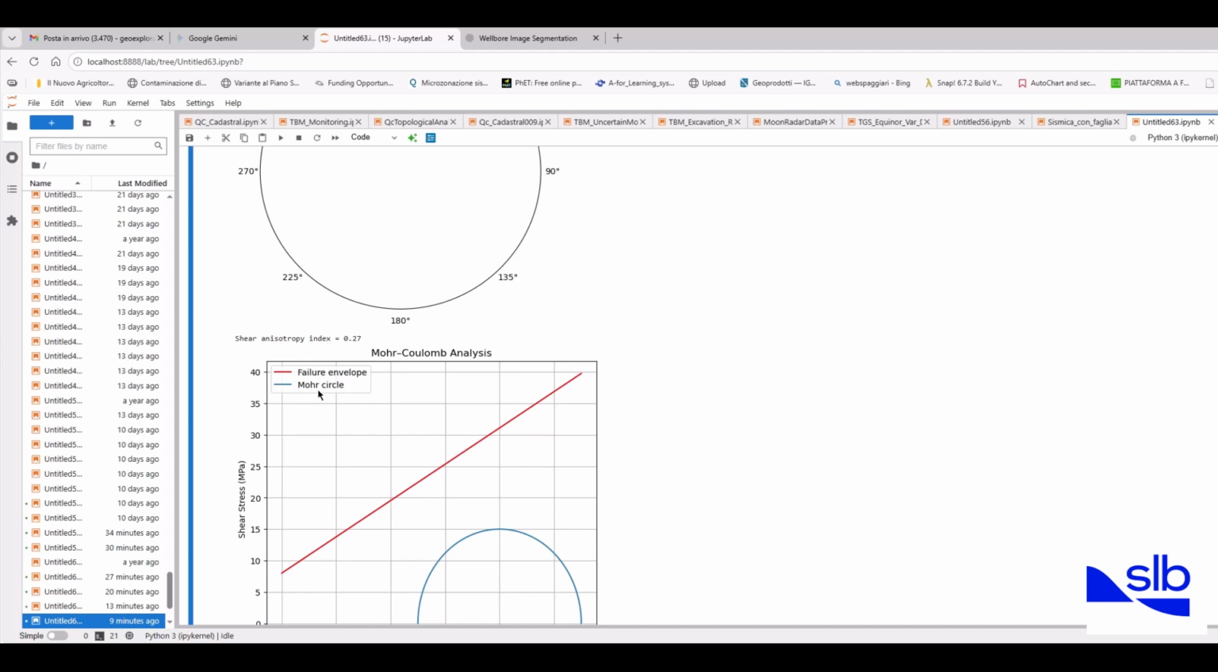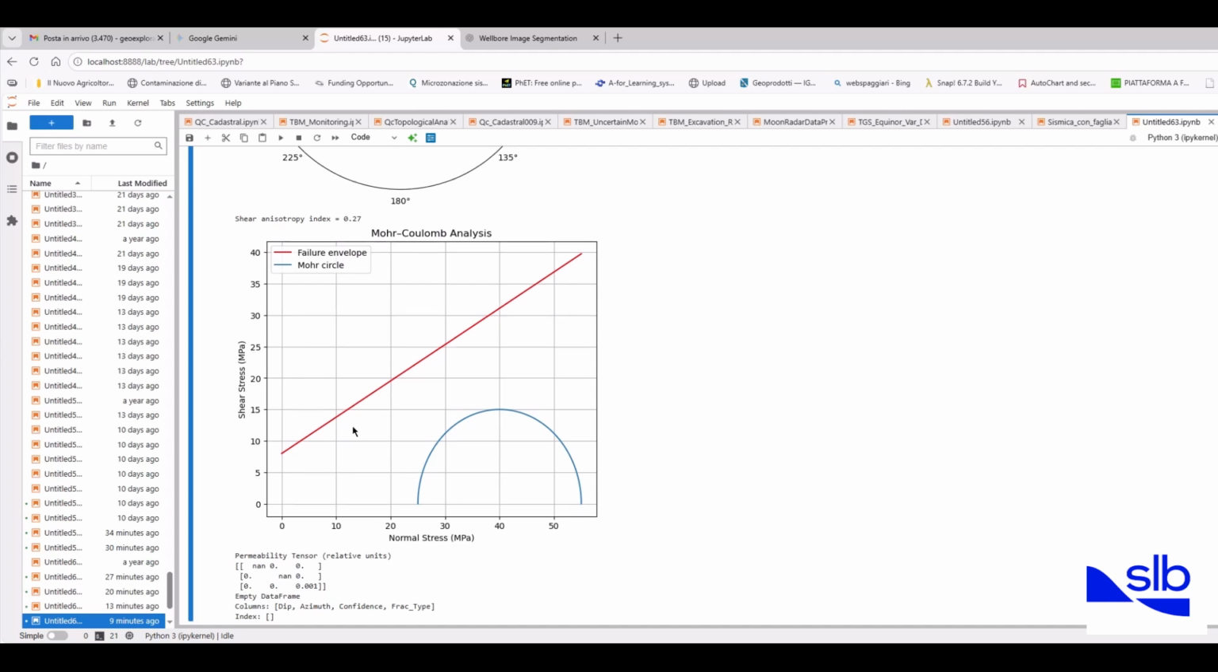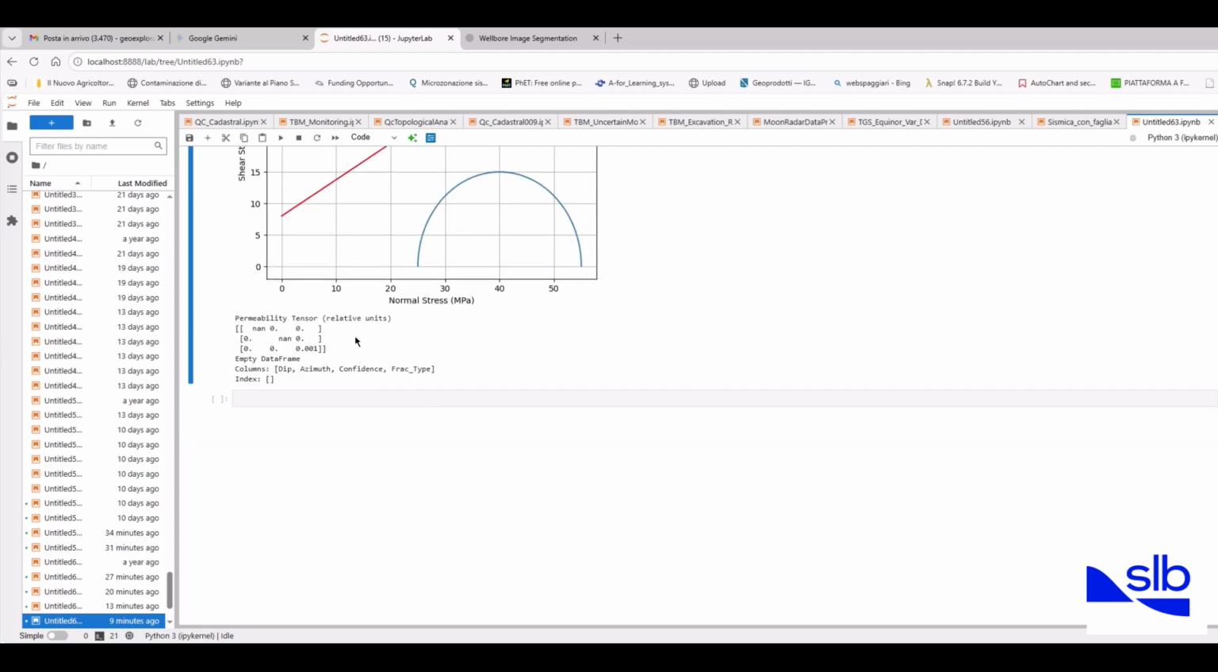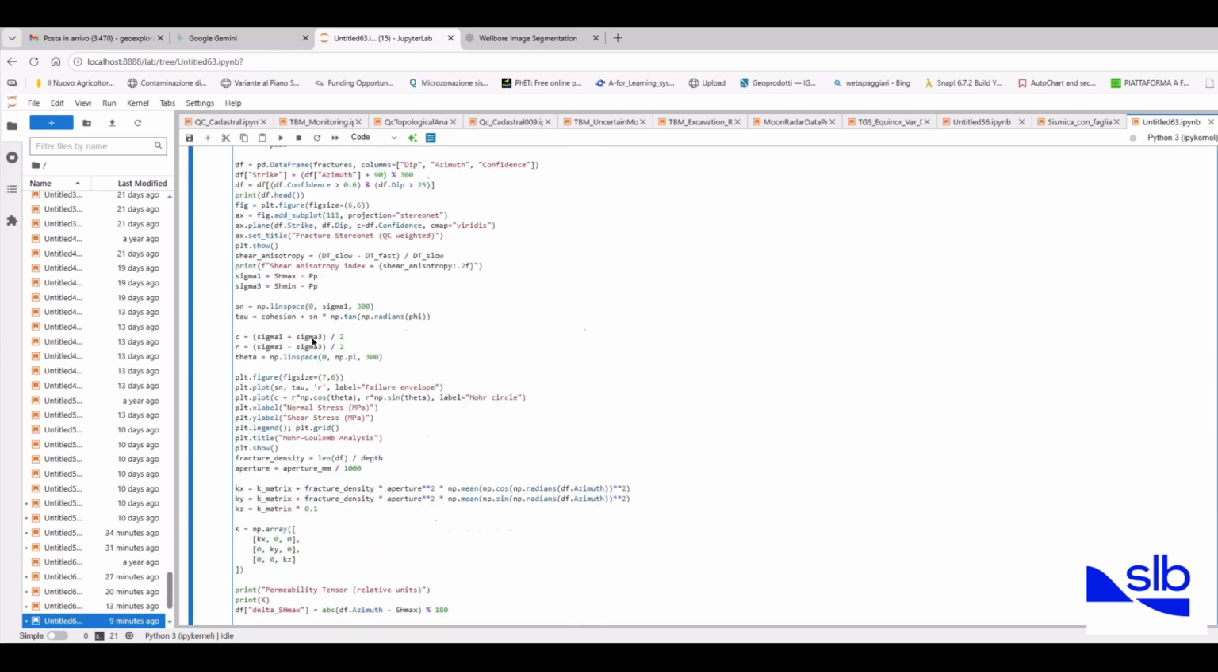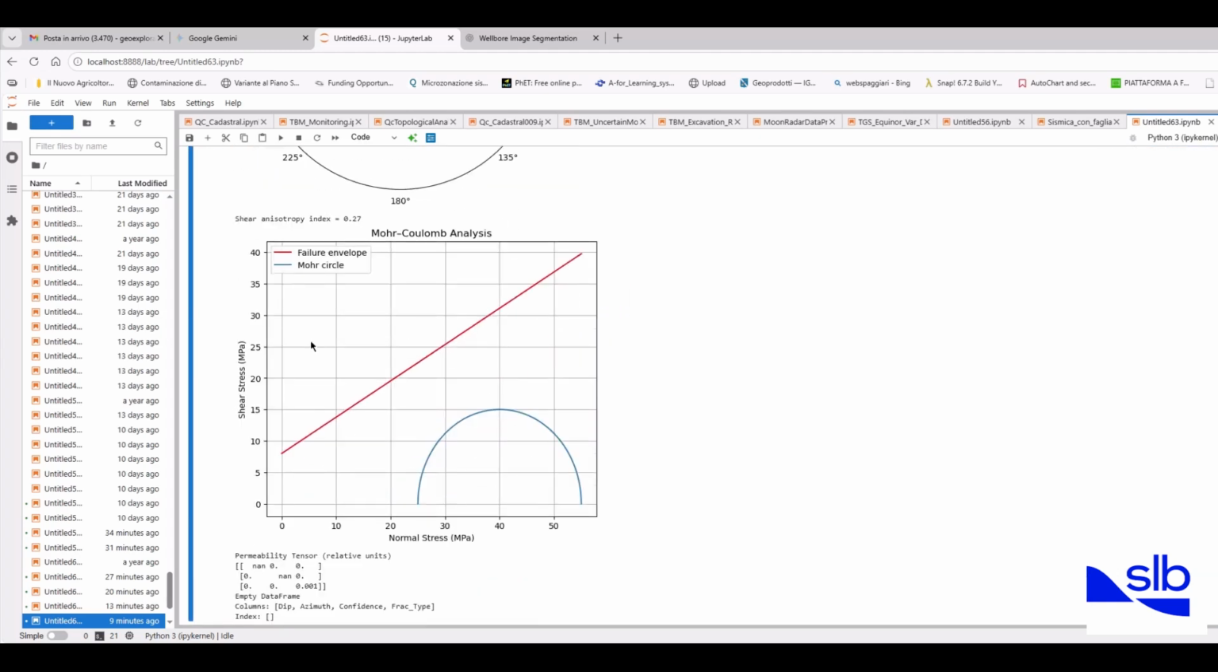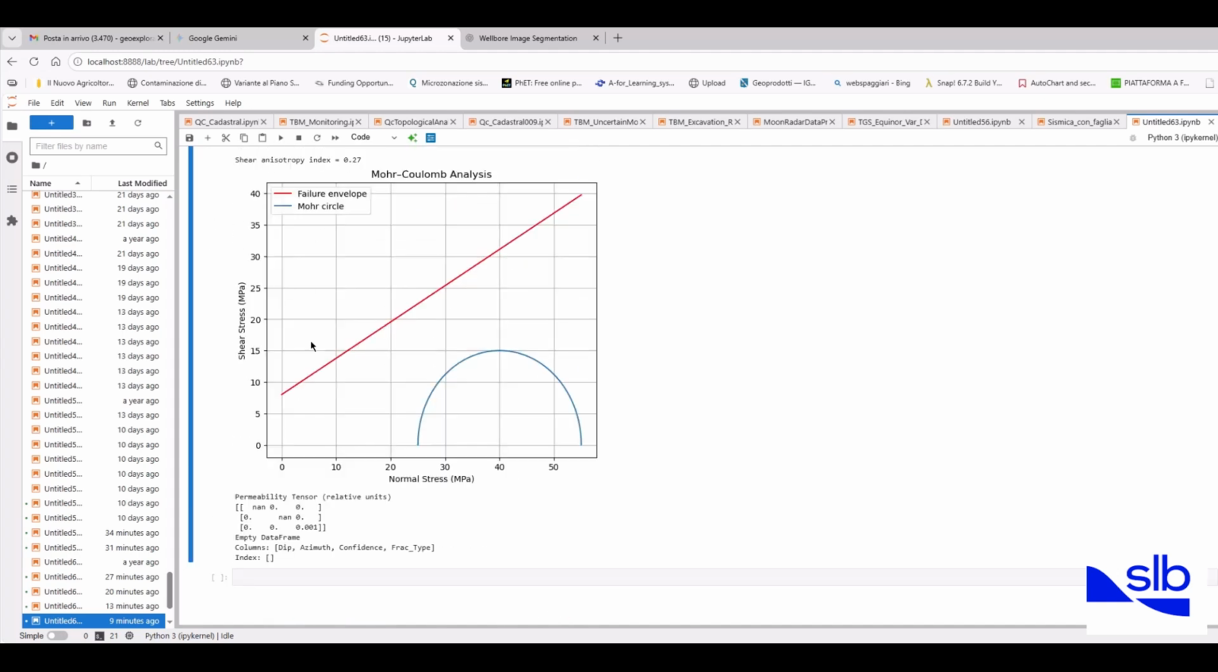We have the Mohr circle and the failure envelope. In this case you have the permeability tensor, and the sonic data allow us, when you finally make the fracture classification, to make also an estimation of a permeability tensor with relative units. With the following columns you can extract data also in a TXT file, and you can have an estimation of permeability for each of the different types of families of fracture.